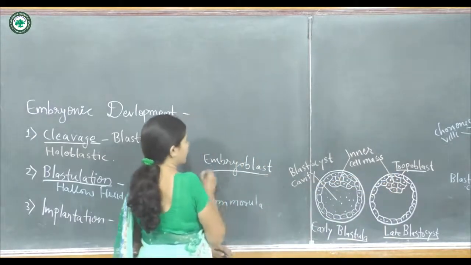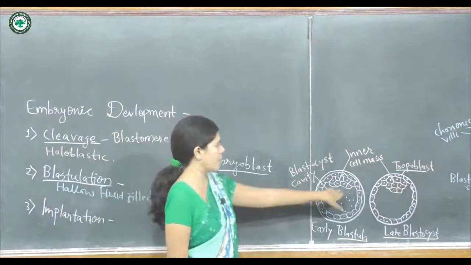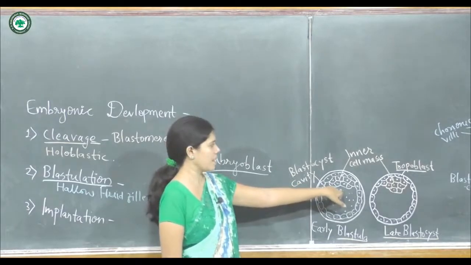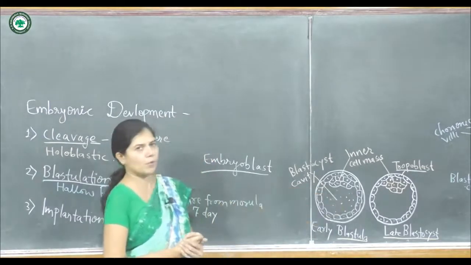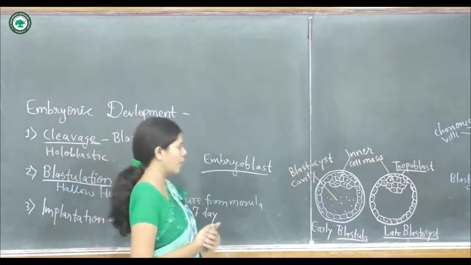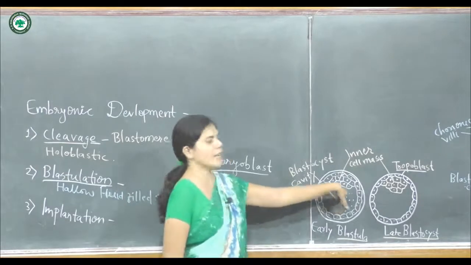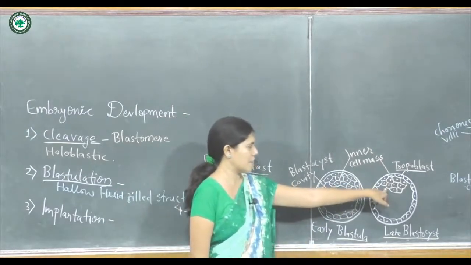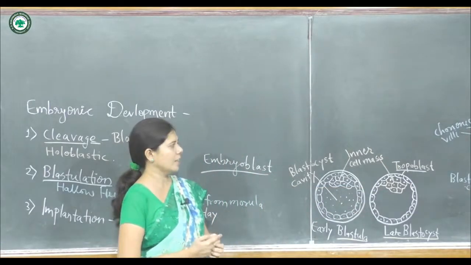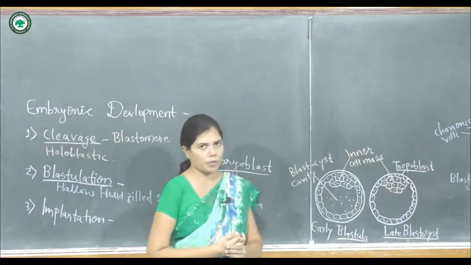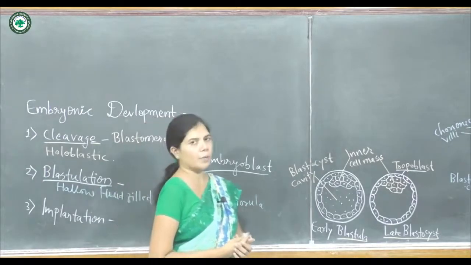In further development, the embryo develops from the embryoblast, the inner cell mass, and the embryo properly develops from the embryoblast. Again, the blastula shows polarity. At the end where the embryoblast is present is known as the animal pole, or we can say the embryonal pole. Opposite to the embryonal pole there is the abembryonal pole.